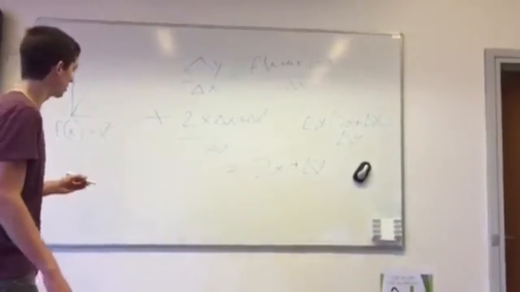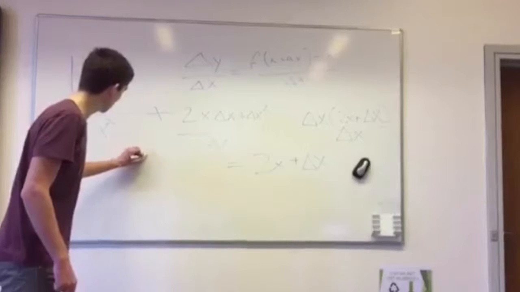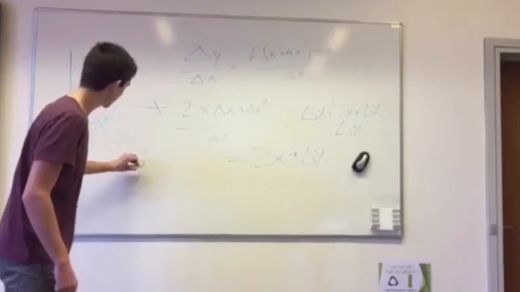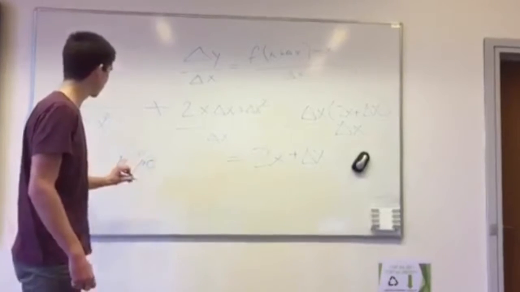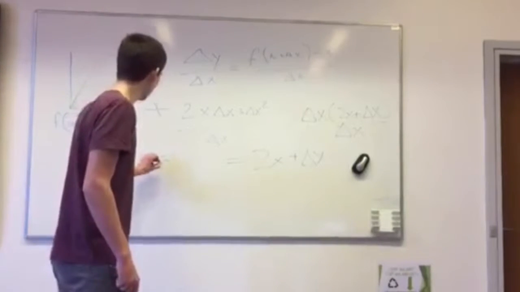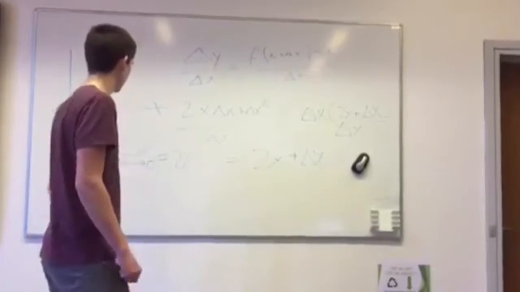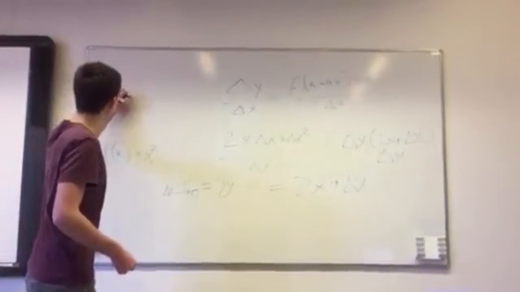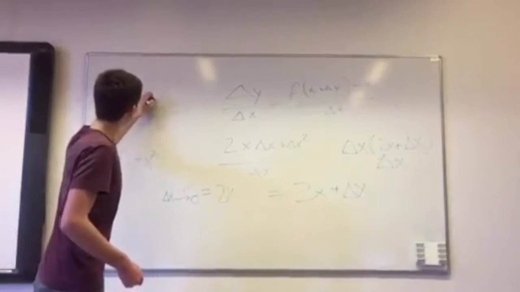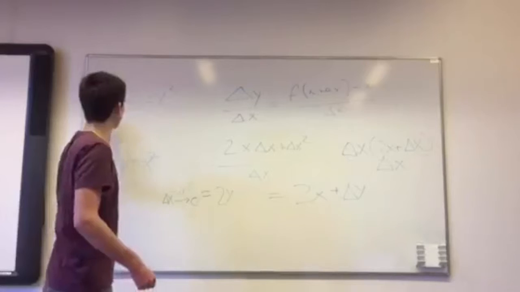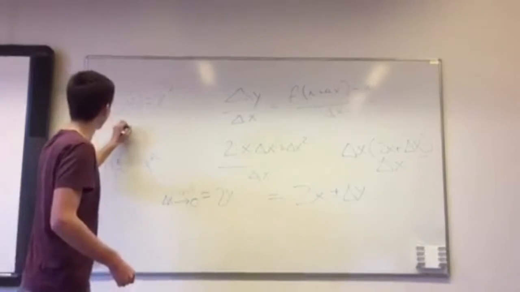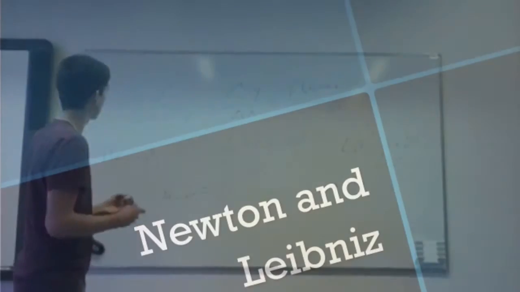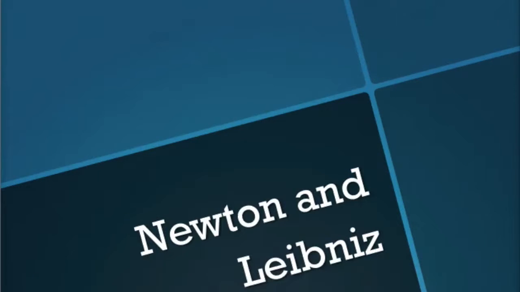And now to find the slope, we say lim as delta x gets as close to 0 as possible, and we will get 2x. That's our slope. So to sum up, f(x) equals x squared, the derivative of f is equal to 2x.